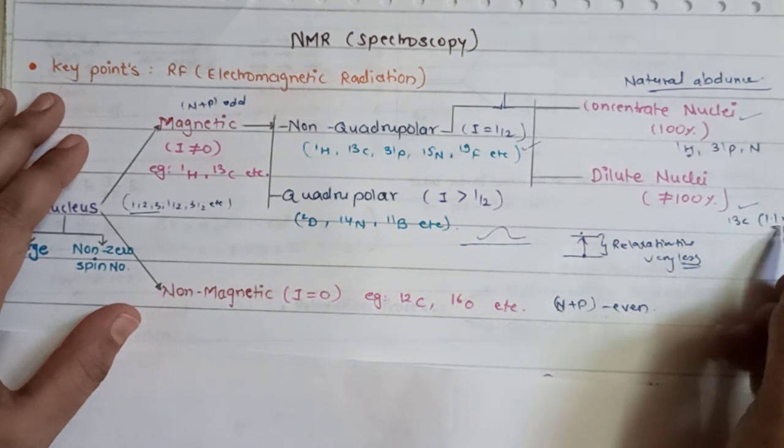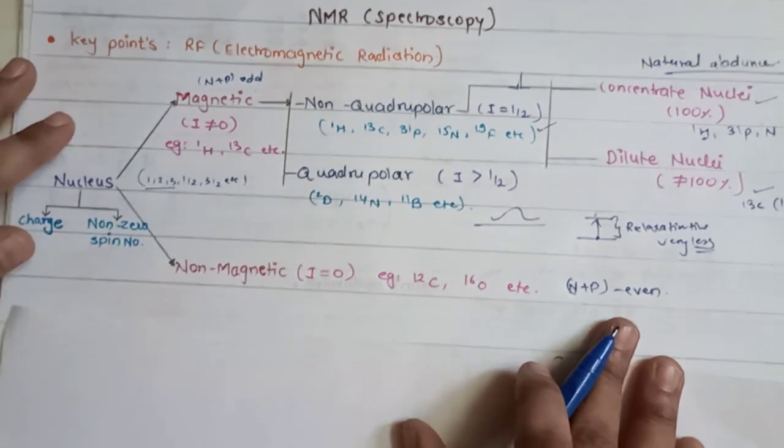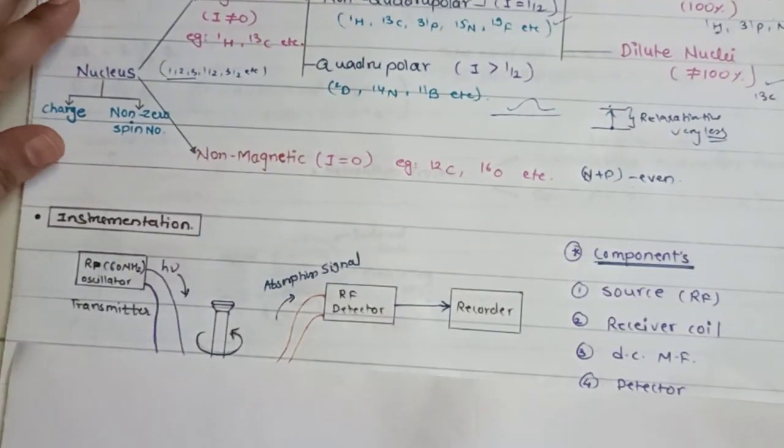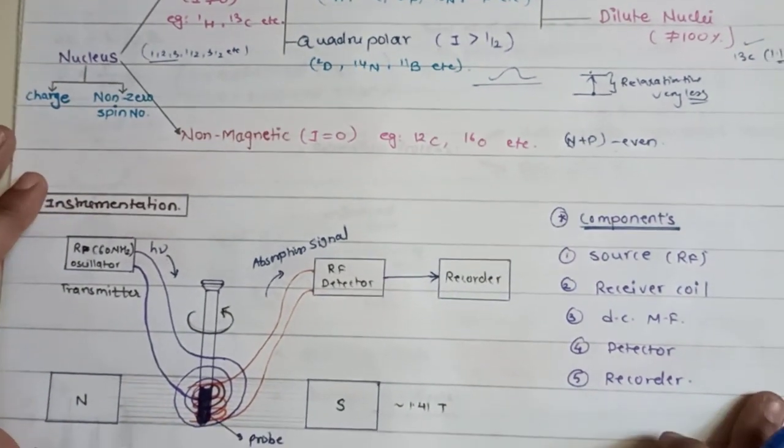Okay, so this one is 1.1%. So these are some of the sensitivity aspects of NMR spectroscopy. Now we are going to move further to the main part, the instrumentation, meaning how we are going to record the NMR spectrum.